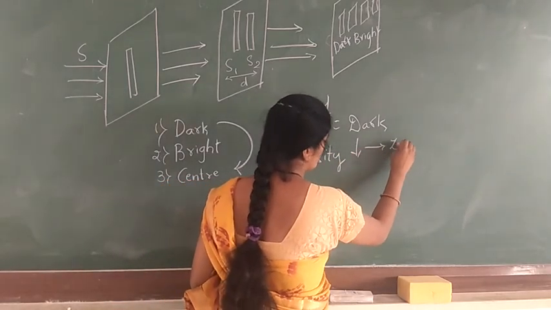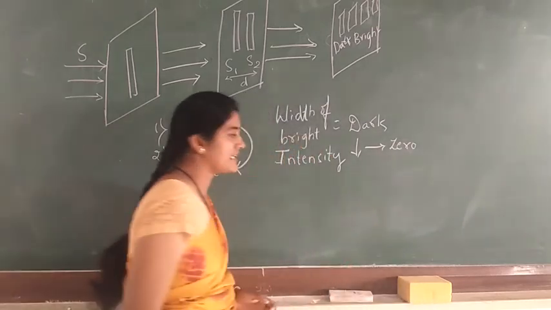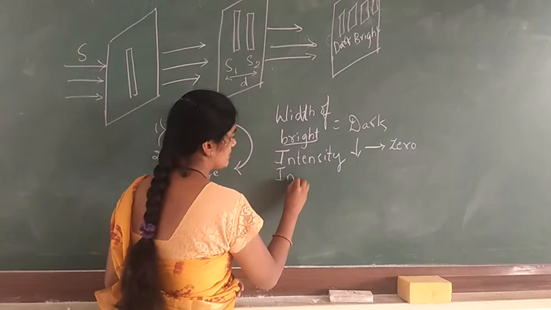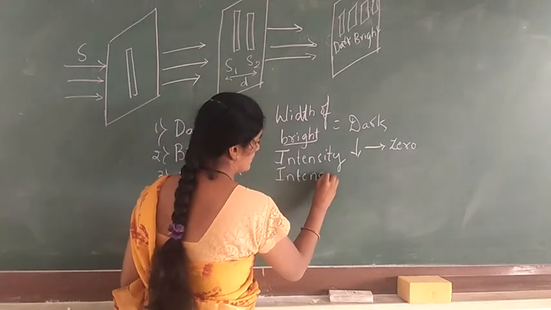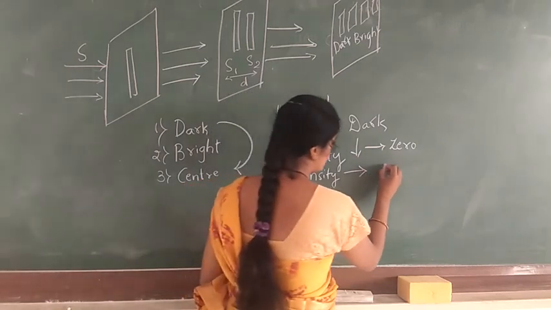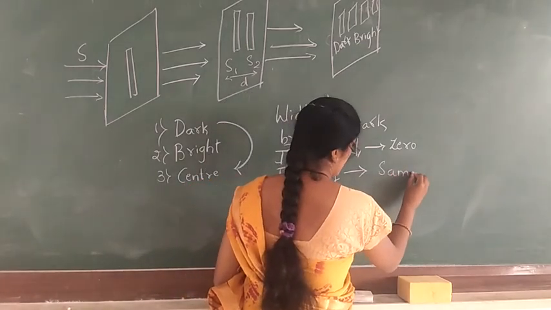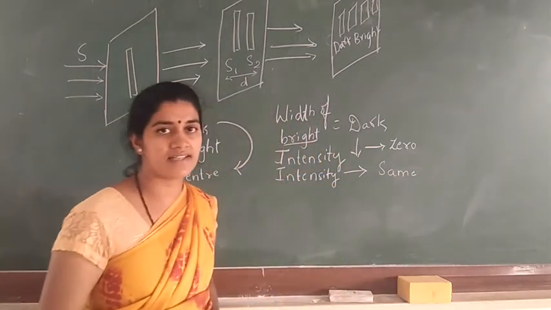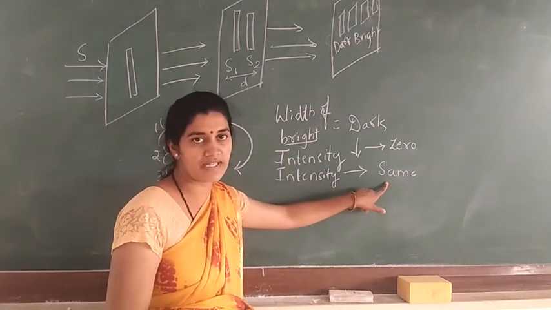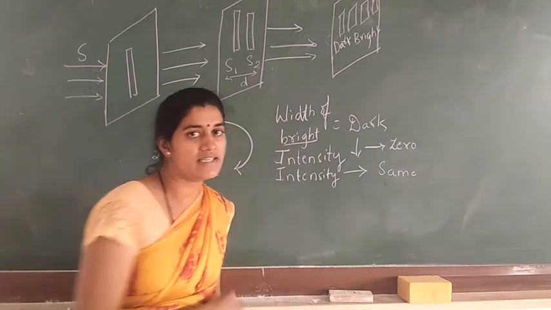If the intensity of the dark fringe is 0, what about the bright fringe? The intensity of the bright fringe is always the same. In the dark fringe we are considering 0, and in the bright fringe the intensity should be the same.